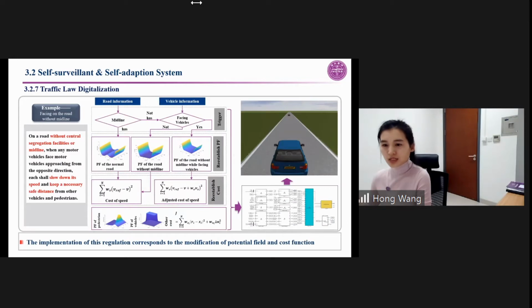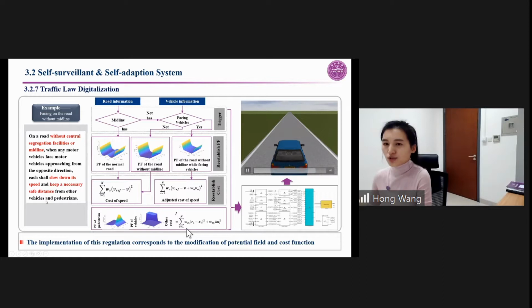So this is one typical traffic law digitalization example. This is the traffic law: on the road without central segregation facilities on the midline, when any motor vehicle faces a motor vehicle approaching from the opposite direction, each shall slow down its speed and keep a necessary safe distance from other vehicles and pedestrians.